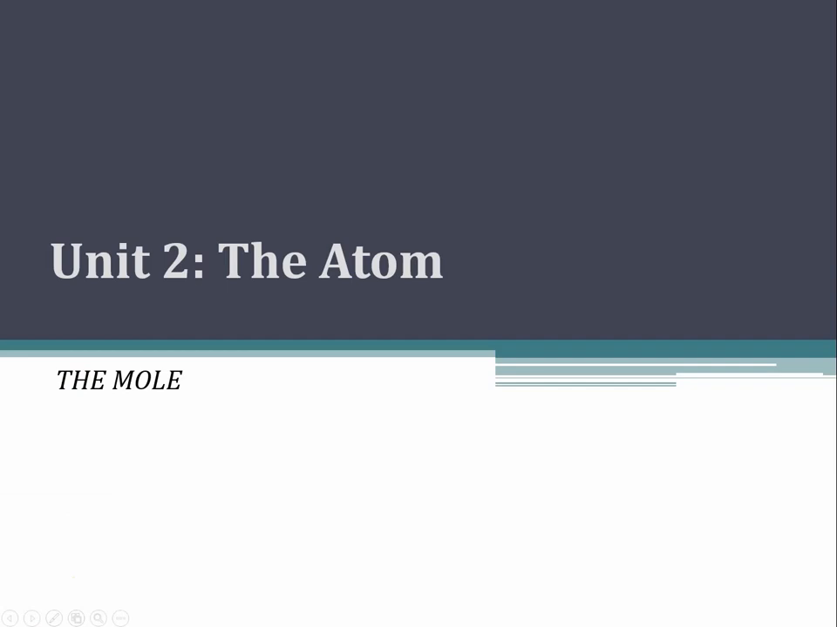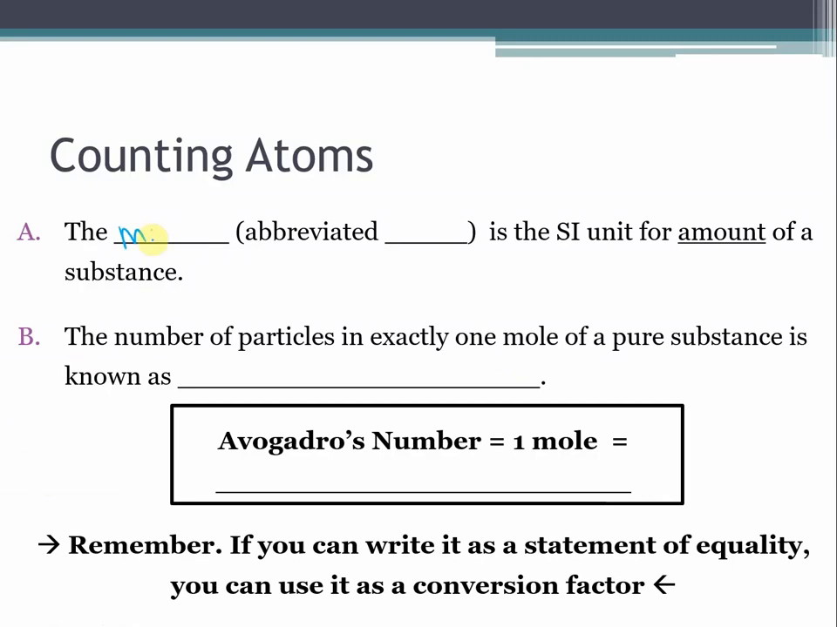In this video, the last video of Unit 2, we are going to talk about the mole, which is abbreviated mol. Yes, really. It is the SI unit for amount of a substance. It's kind of like dozen or pair. These are both words that describe a number. So a dozen describes 12 things, and a pair describes 2 things. Just like that, a mole describes a number of things.